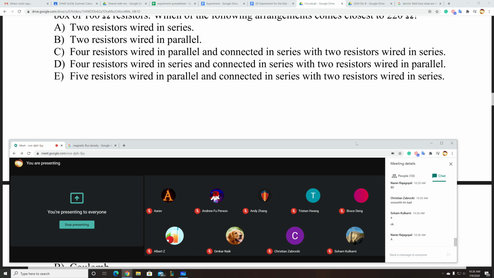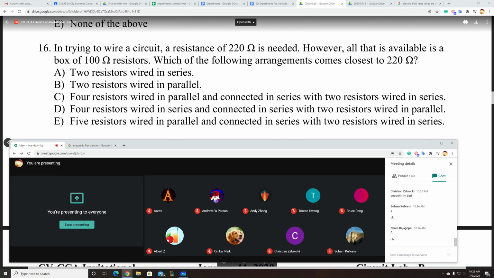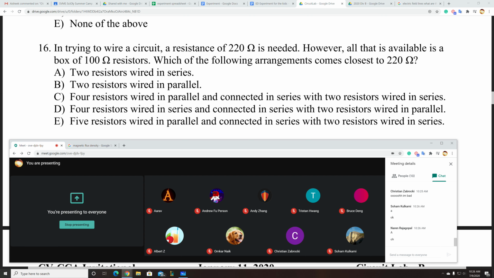I literally explained that. Okay, now this will be our last question before we leave today. In trying to wire a circuit, a resistor of 220 ohms is needed. However, all that is available is a box of 100 ohm resistors. Which of the following arrangements come close to 220 ohms? Oh, this requires creativity.